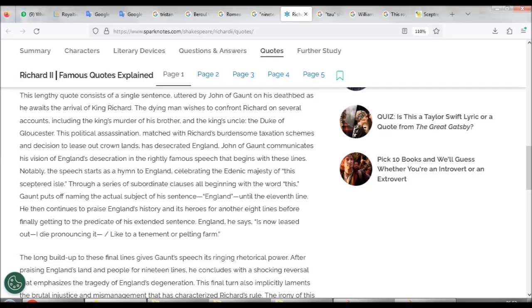So in this play, we have William Shakespeare praising England through John of Gaunt in his speech for 19 lines. And then after he does it, he concludes with a shocking reversal that emphasizes the tragedy of England's degeneration. Now, many people read these things and think it's actually based on proper history. It sounds beautiful, what Willie Shakespeare has written. Why would they not believe it?